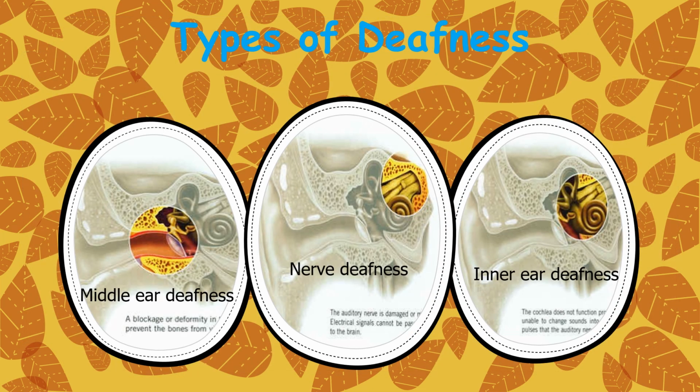Another type of deafness is middle ear deafness, when there is a blockage or deformity in the pathway. Nerve deafness is when there is damage to the auditory nerve. And then inner ear deafness is when the cochlea doesn't function properly.